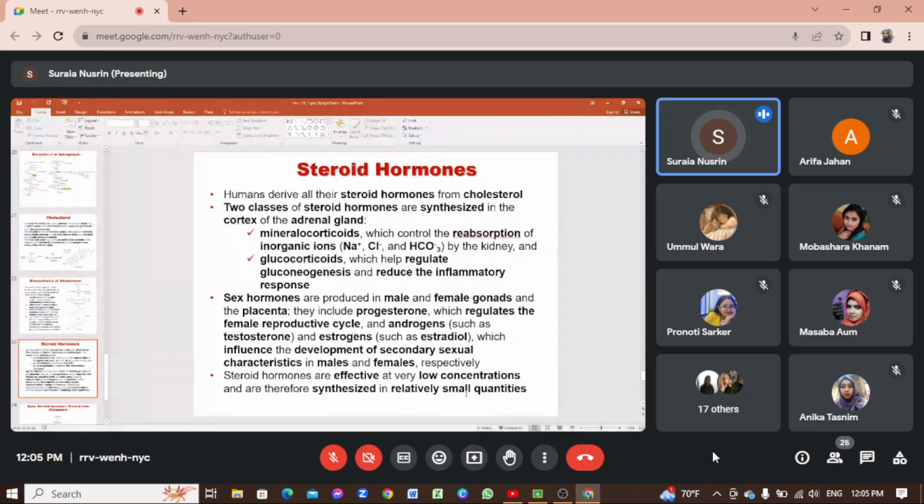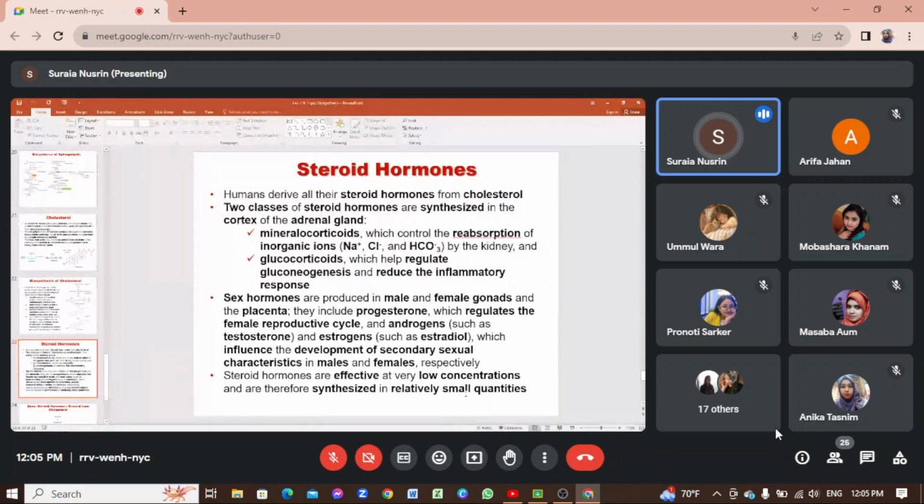And the second one is the glucocorticoids. If you look at the name, glucocorticoids are actually responsible for regulating gluconeogenesis. We have already learned gluconeogenesis, and it also has another important function in our immune system: it reduces the inflammatory response. Okay, there are other steroid hormones, which in general we call sex hormones.